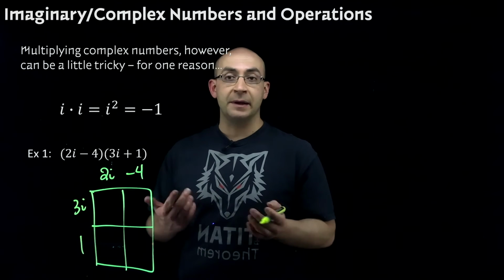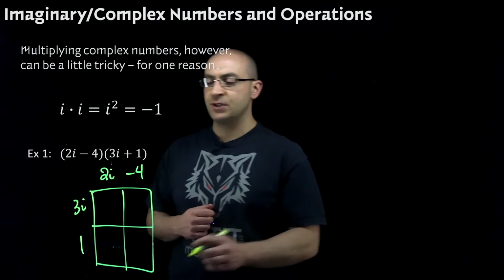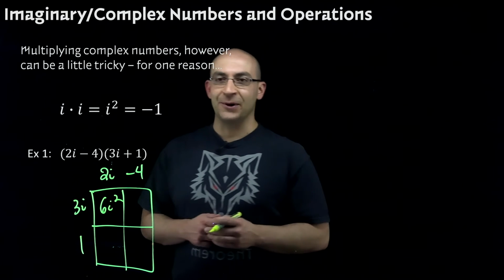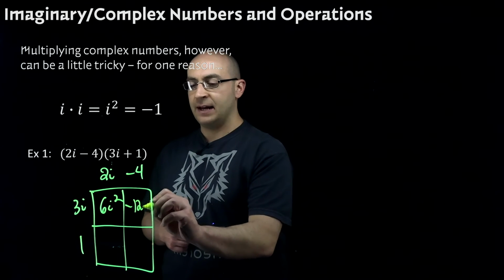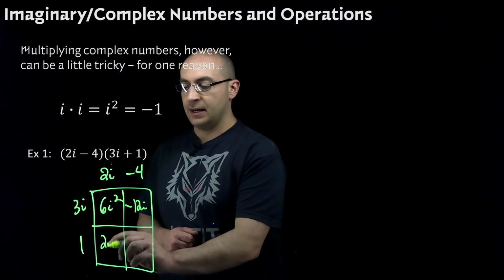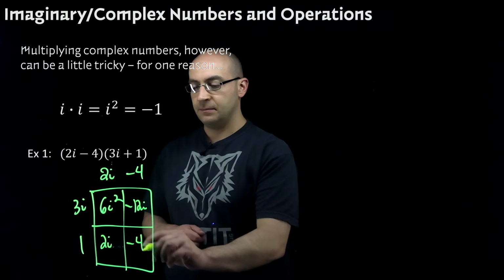Now I'm going to multiply them like I normally would. 3i times 2i. Well, 3 times 2 is 6. I'll put the i squared, and we'll see where we go from there. 3i times negative 4 is negative 12i. 2i times 1 is 2i. And 1 times negative 4 is negative 4.